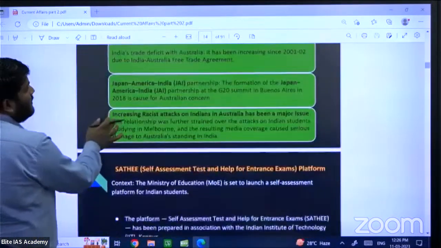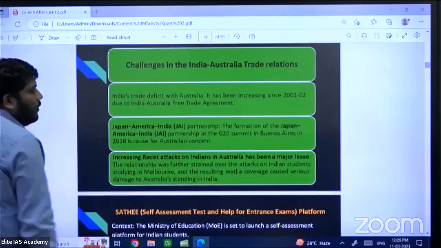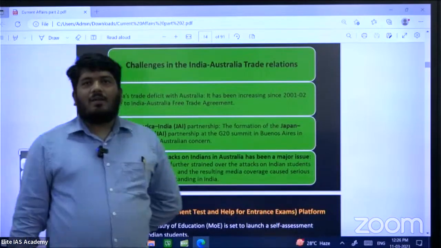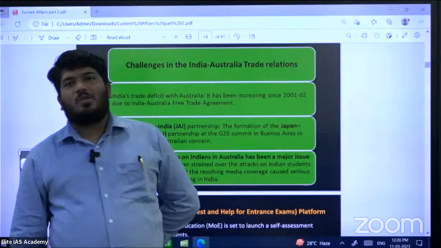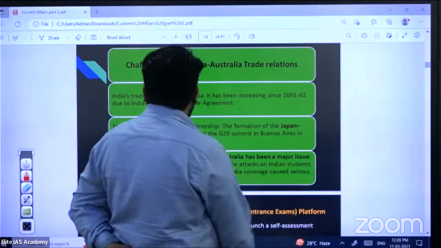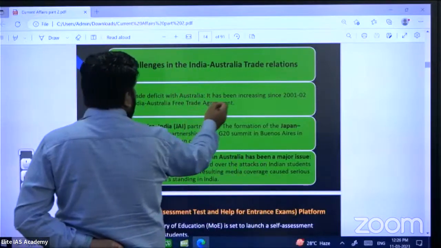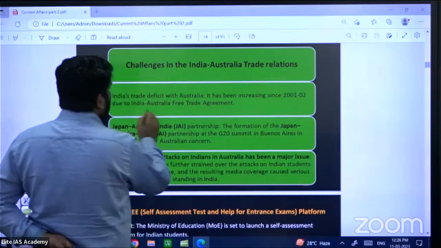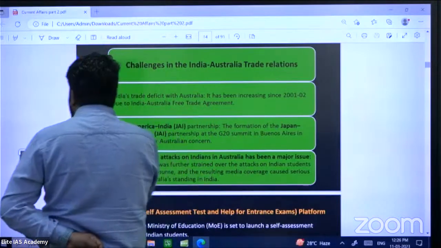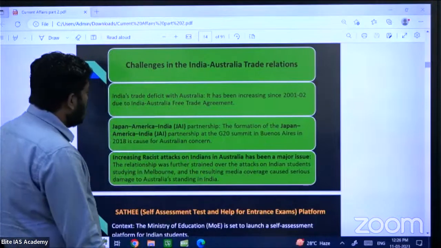Okay. What are the challenges between the two? You know that if everything is good, that never sounds good. If everything is going well, it means something is going wrong. So that is explained here. India's trade deficit with Australia has been increasing since the India-Australia free trade agreement. The trade deficit has increased due to the free trade agreement.